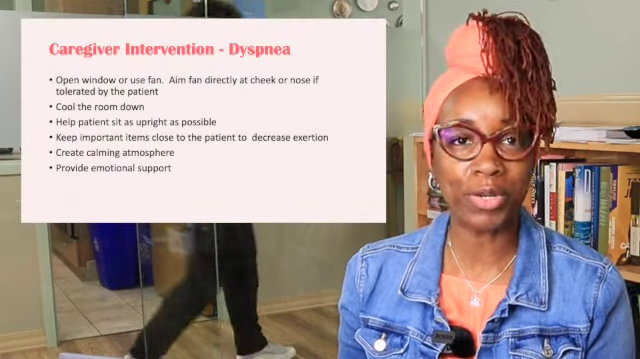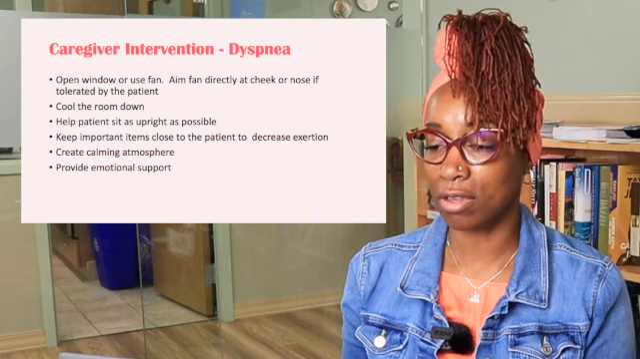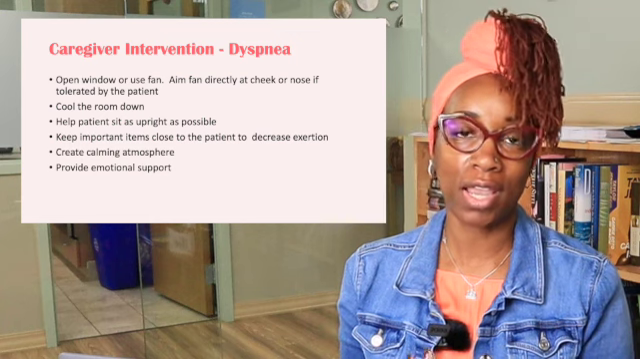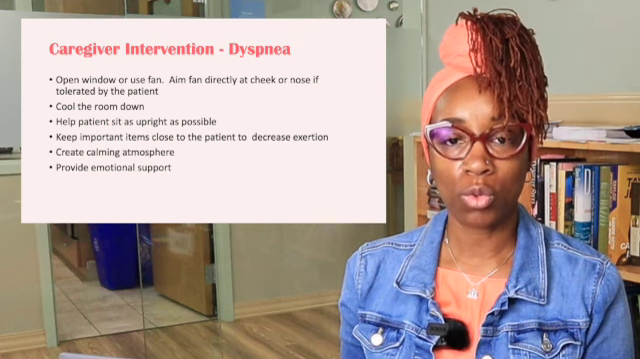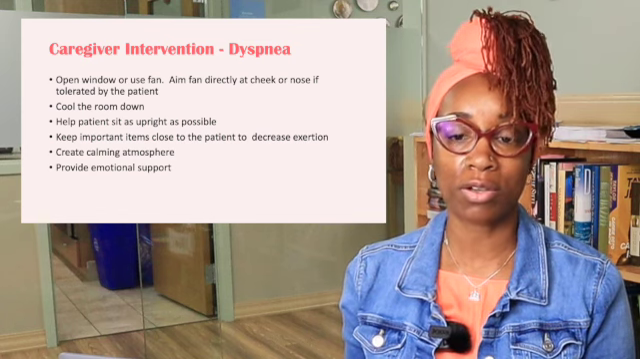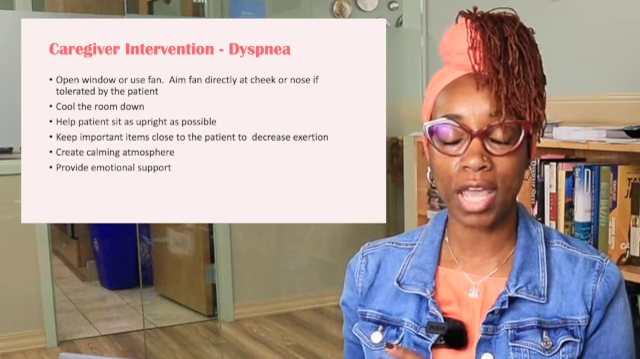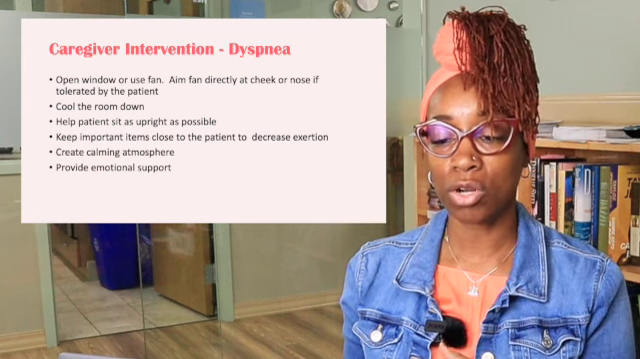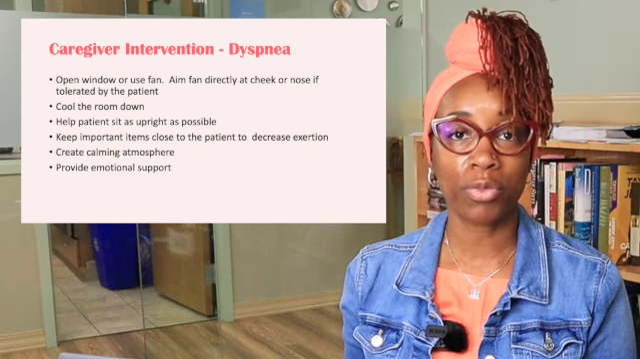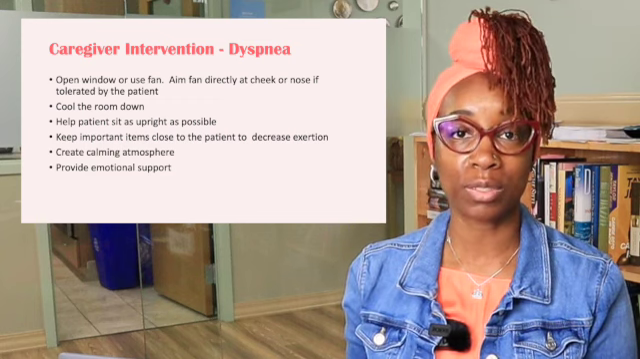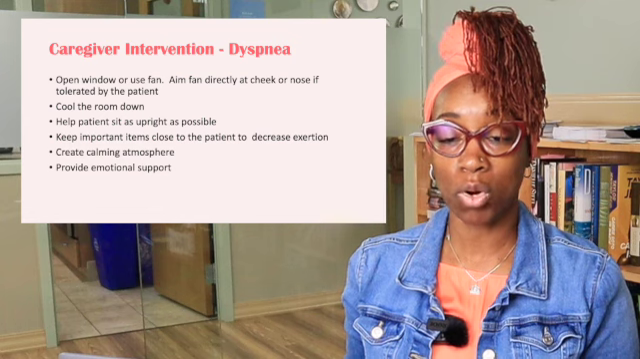Intervention for that would be open a window or use a fan. Aim the fan directly at the person so that they're feeling that air, as long as that's tolerated by the resident. You can cool the room down. All of our rooms here at Grace House, we have air conditioned, so it should be cool, but all the rooms have a ceiling fan, so that can be turned on. If they need a fan that's directly on them, we also have those. You can help the residents sit up as upright as possible by putting the head of the bed up or just helping them to sit more upright.